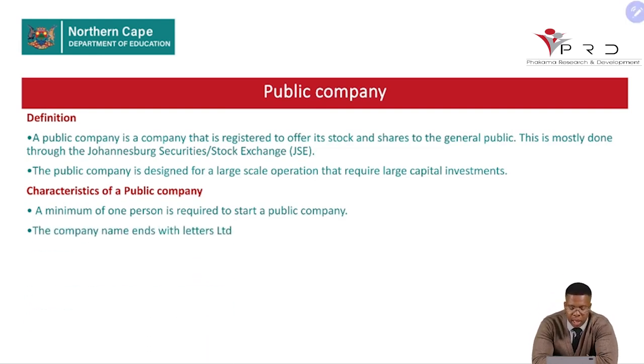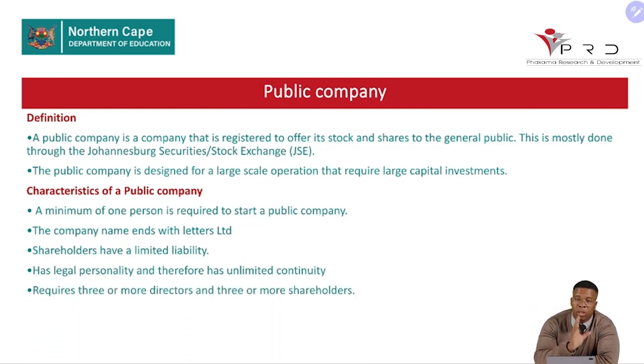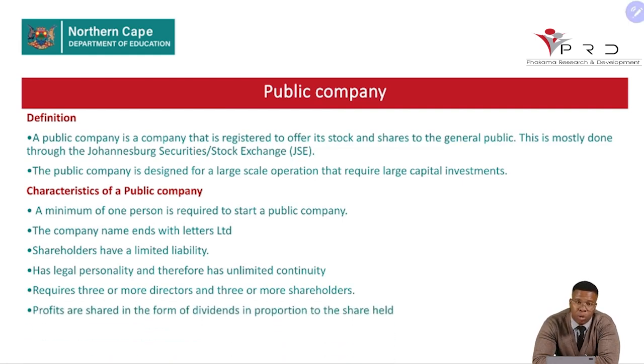The company name ends with letters Ltd, and then shareholders have limited liability and has legal personality and therefore has unlimited continuity. What do we mean by legal personality is that the company on its own is taken as a human being, meaning it has its own debts and has to pay their own debts. Hence, we are saying this is a legal personality or legal persona, and then it requires 3 or more shareholders or 3 or more directors.